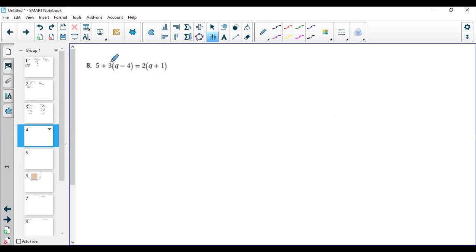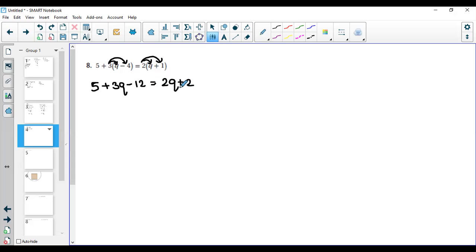Okay. Now this one again, whenever you have parentheses, always remember the first thing you have to do is multiply each term with the number outside the parentheses. So I leave 5 like that because I'm not going to do anything with the 5. So 3 multiplied by q will give me a 3q. Then 3 multiplied by negative 4 will give me a negative 12, equals 2q plus 2.